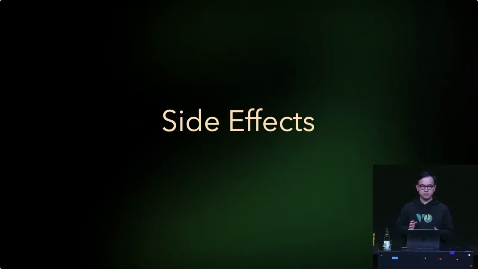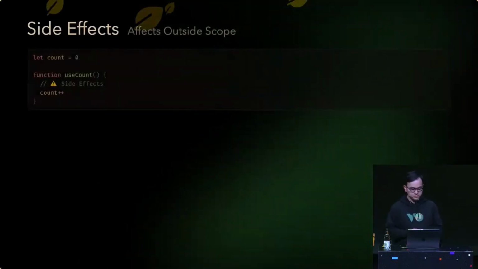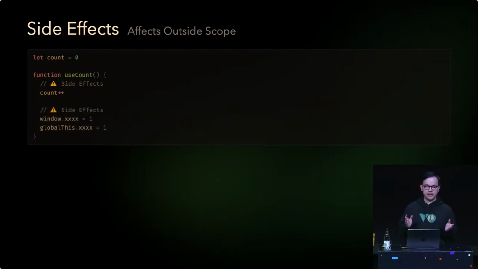This is another major pitfall for tree shaking. If I had to describe side effects in one sentence, it is affecting outside scope. Let me quickly explain what that means. In this function, we change the count variable outside the function, since it affects our outer scope. The line that increases count is a side effect. In other words, modifying a global variable is also a side effect.